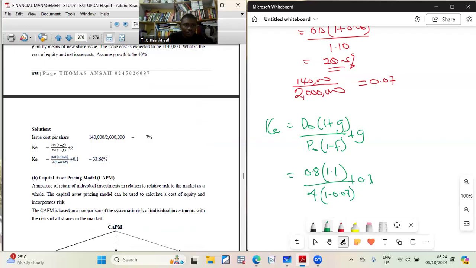So when you calculate this, you definitely get the answer that has been raised here. You have your 33.66%. So that is that. If you want to know how much they will get from raising the 2 million, you take the 2 million, you take away the issue cost, and you have the net amount that they will receive. So that is how you do the cost of capital using the dividend valuation model.